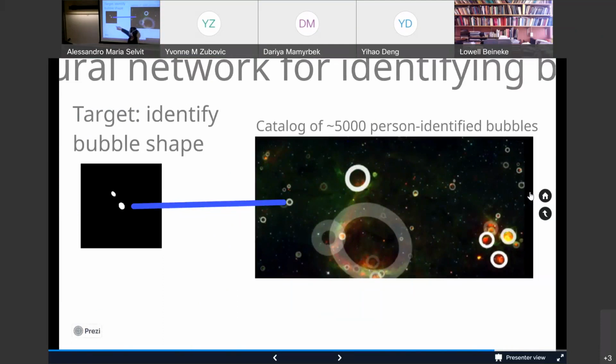As a target, I used the already existent 5,000 bubbles from the Citizen Science Project. So the idea is on those images, I created a target mask where everything was 0 except where the pixels associated with bubbles I categorized as 1. And then I did that for the whole galaxy. And the goal was to take the data and try to design a neural network that matches those masks.